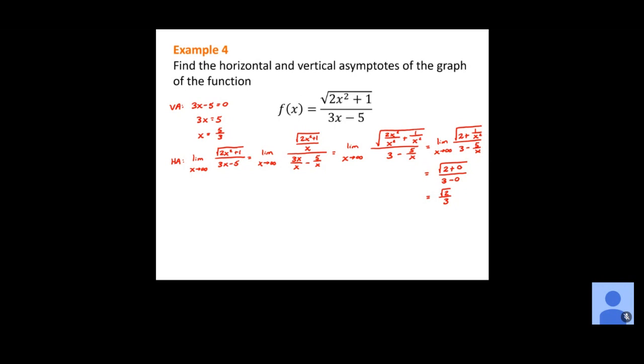All right, now we need to look for the limit as x approaches negative infinity, because again, it could be a different limit on the left-hand side now. We'll take the limit as x approaches negative infinity. Same function, square root 2x squared plus 1 over 3x minus 5.